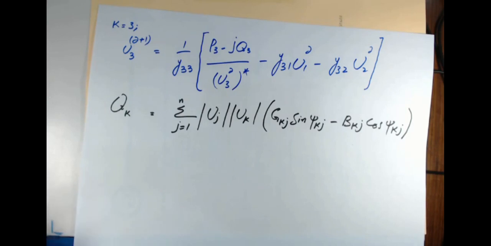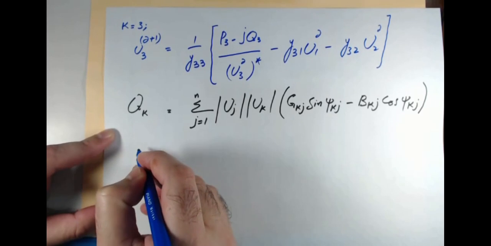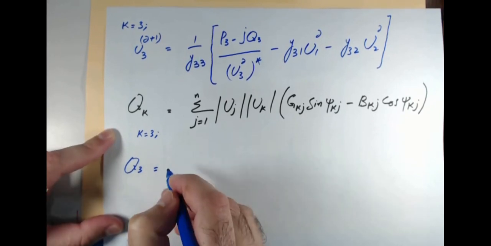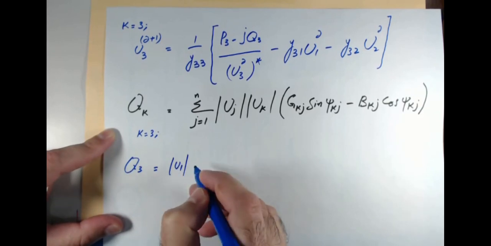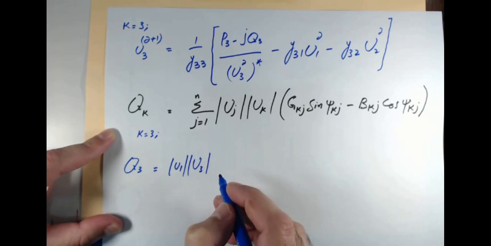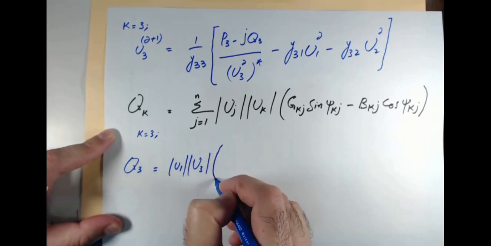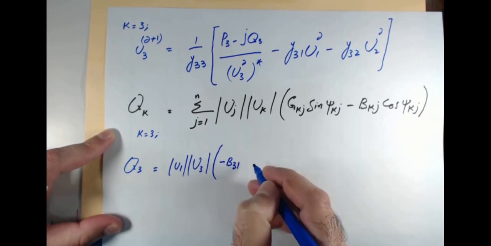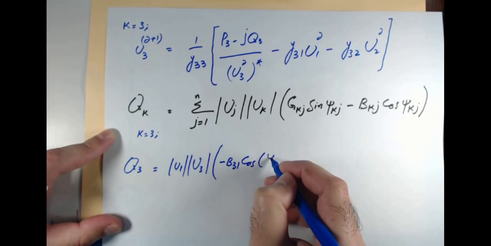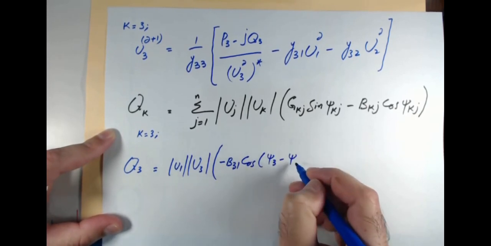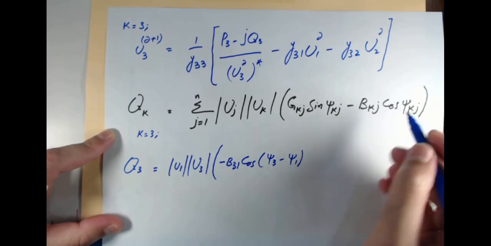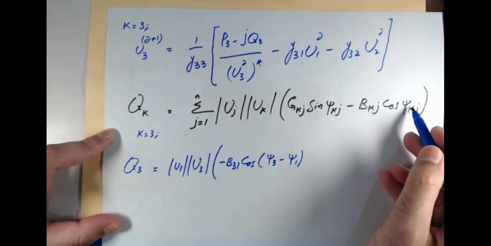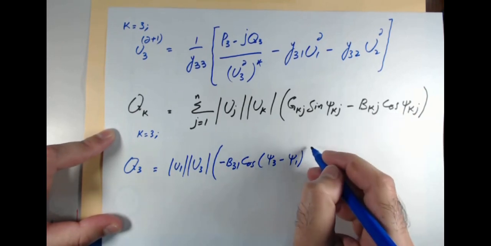So now, taking k equal to 3, as it is bus number 3, the expression becomes Q3 equal to U1 magnitude, U3 magnitude, and knowing this term is 0, it becomes minus B31 cos of ψk minus ψ1, j starting from 1 to 3, and we know that subscript kj means this angle is the difference of the angle between bus k and bus j. So this becomes the first term.